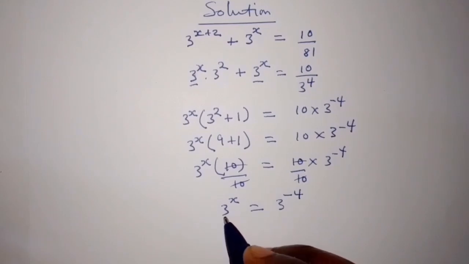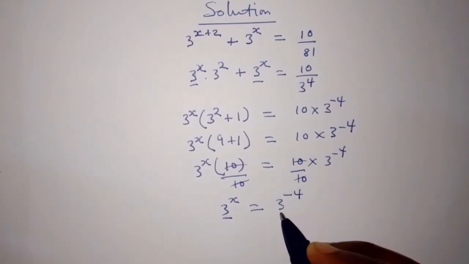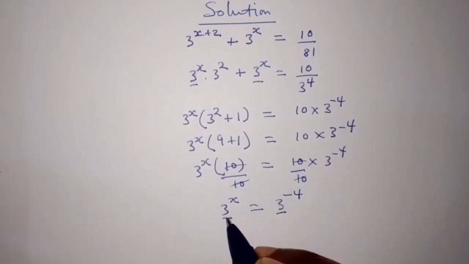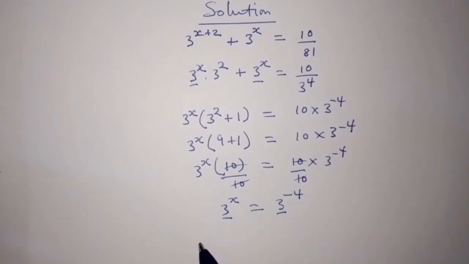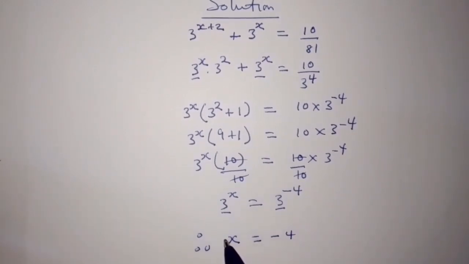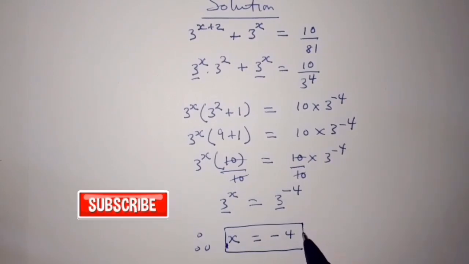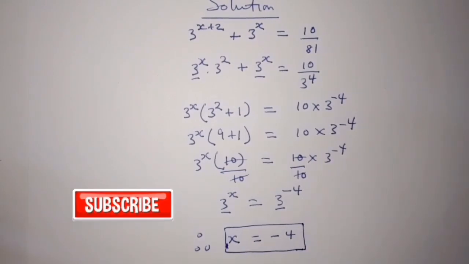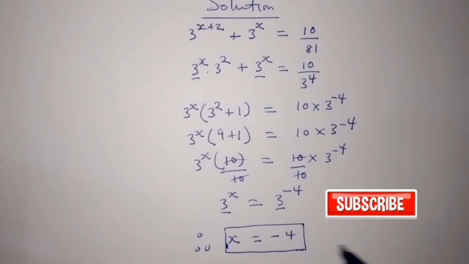We have base 3 here, we have base 3 here. So 3 is equal to 3. Therefore, the exponent x is equal to negative 4. x is equal to negative 4. Therefore, our final answer is x is equal to negative 4.